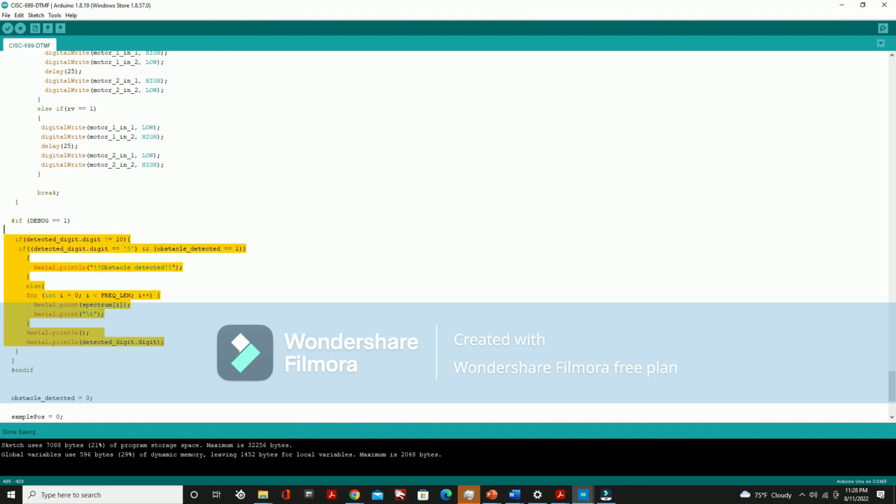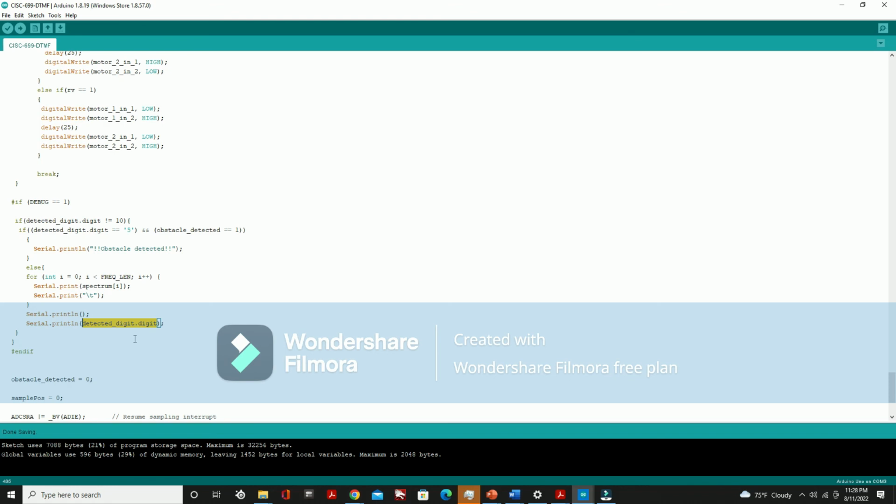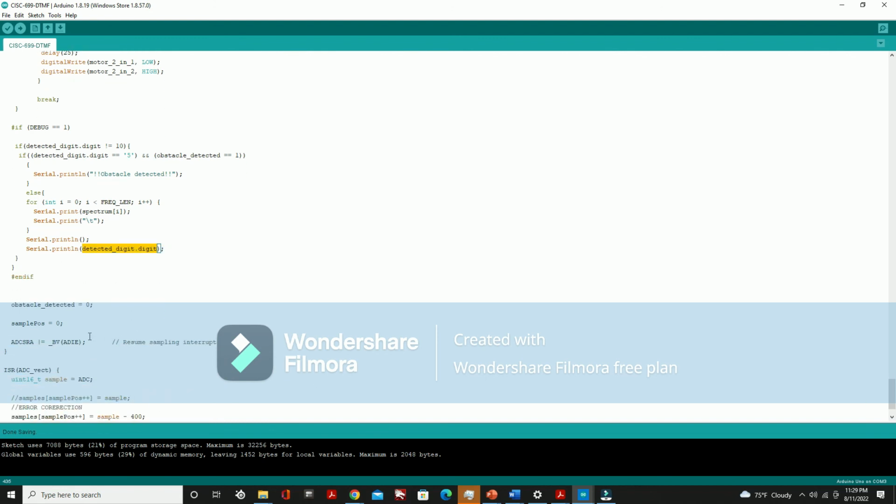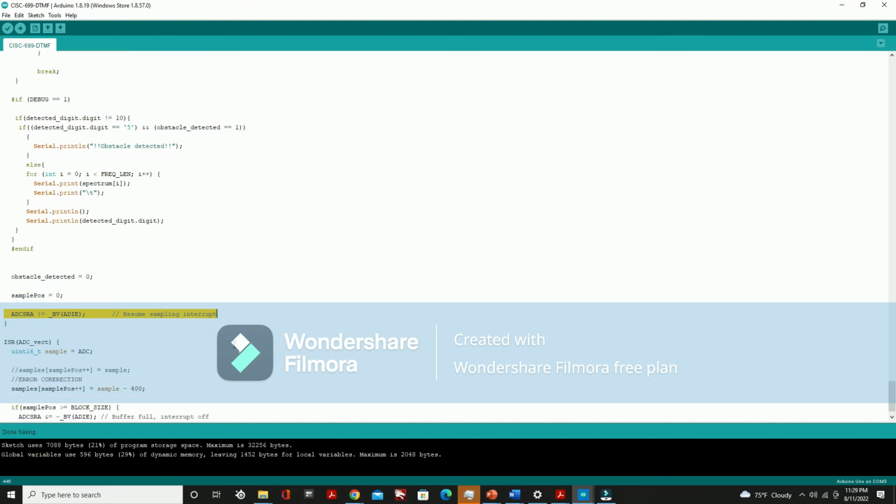So this portion of code I have used to print the frequency spectrum for the detected digit alone, not for all the sampling. Only where I actually detect a digit do I print the values of the spectrum. Here I resume the sampling interrupt, I mean, resuming the analog to digital conversion interrupt.